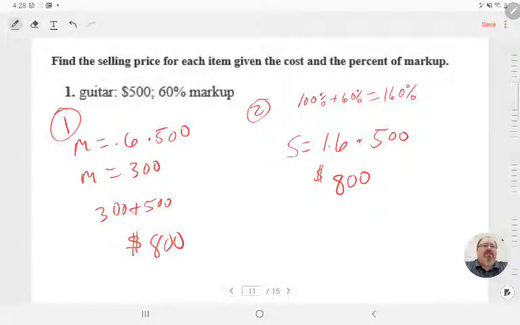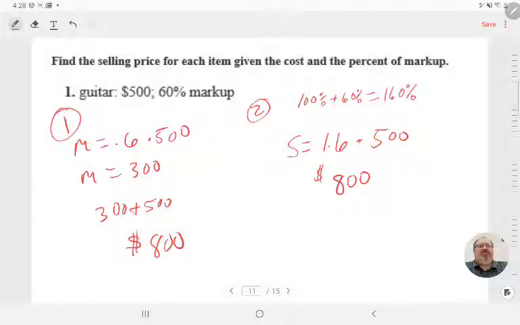All right, let's see how you did. So I did it both ways on here. No matter which way you did it, you should have come up with $800. The first way was to find the markup amount. So 0.6 times 500 equals 300. 300 plus 500 is $800. Or I could take 60% plus 100%, which is 160%. So 1.6 times 500 is 800, or $800.